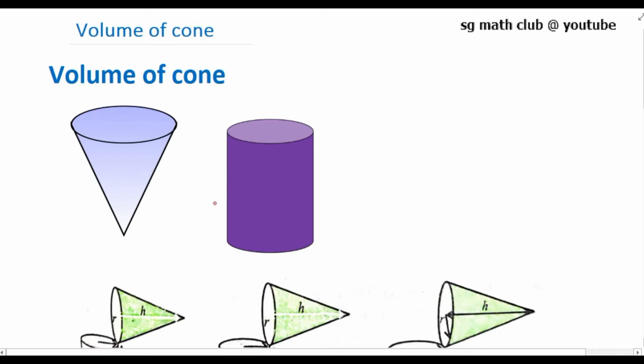So you can see here there is a cylinder, a right circular cylinder, as well as a right circular cone of the same base radius r, and the height of the cylinder as well as the height of this cone are both the same, say h. So there is a right circular cylinder and a right circular cone of the same base radius r and height h.